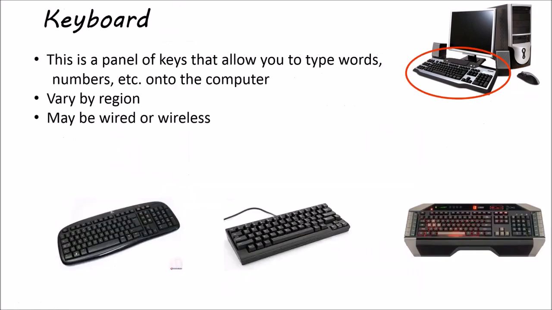So next, we have a keyboard. I figured this one would be fairly obvious, but this is a panel of keys that allows you to type words, numbers, and etc. onto the computer. They do vary by region, so if you were to go to a different country, a different part of the world, you might come across a keyboard that looks very different than the one you're looking at now. And keyboards can be wired, or they can be wireless and run on batteries to connect to your computer.